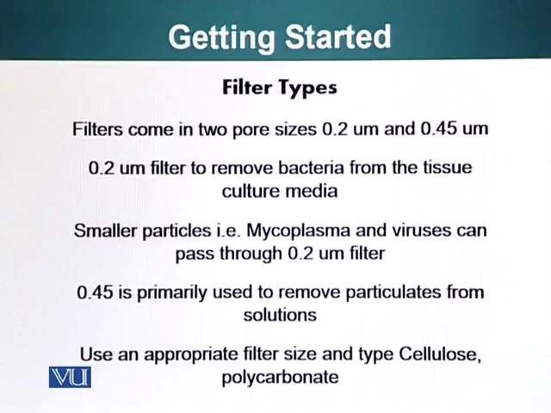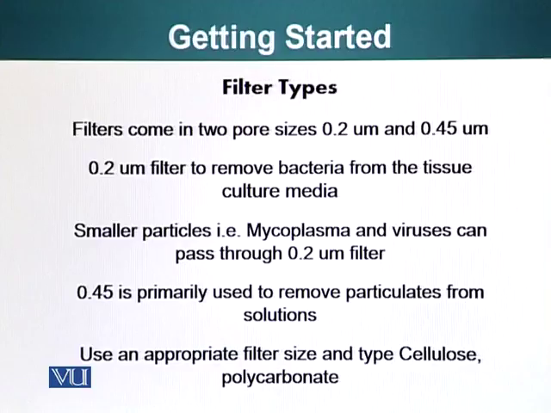There's another type of filter which has 0.45 micron pores. The 0.2 micron filter is used to remove bacteria from tissue culture media. Smaller particles, for example mycoplasma and viruses, can actually pass through a 0.2 micron filter. The 0.45 filter is primarily used to remove particulate substances from solutions.